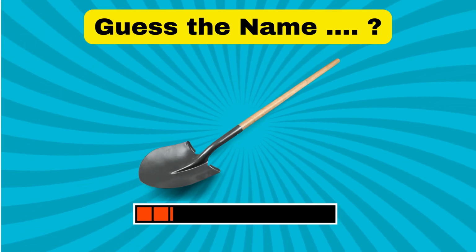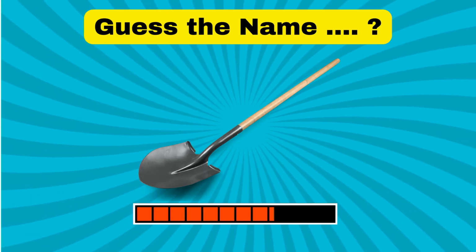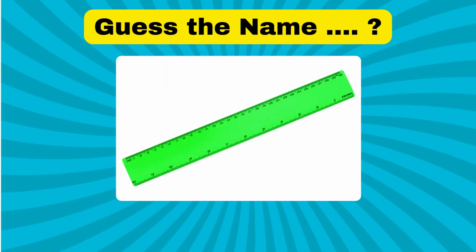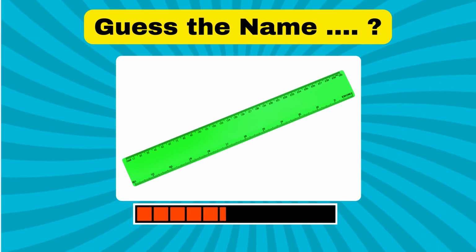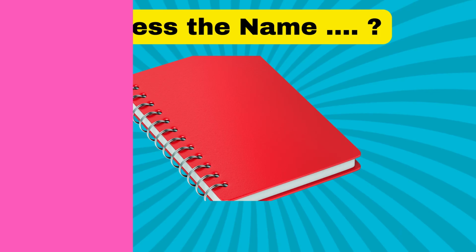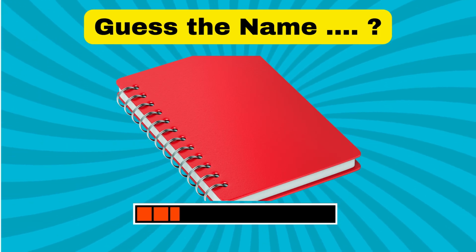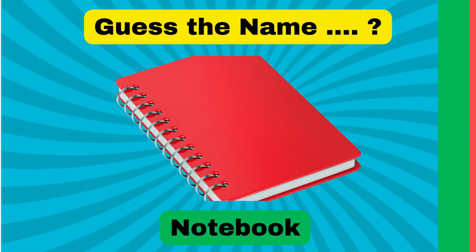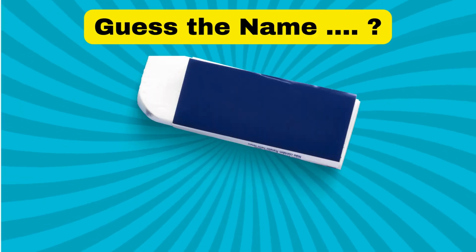What is this? Helmet. What do we call this? Shovel. Guess the name of this thing? Ruler. What do we call this? Notebook.